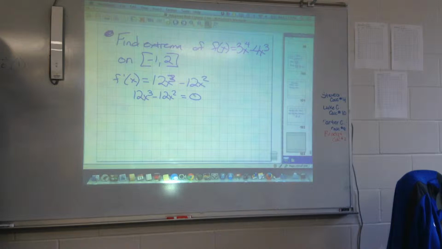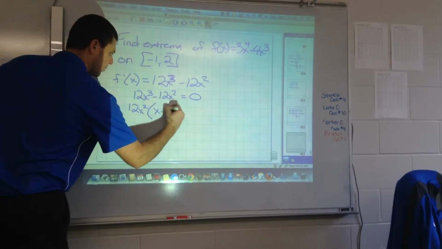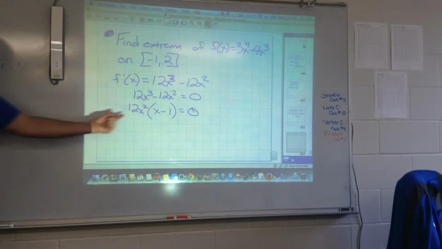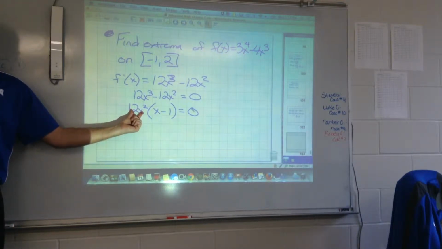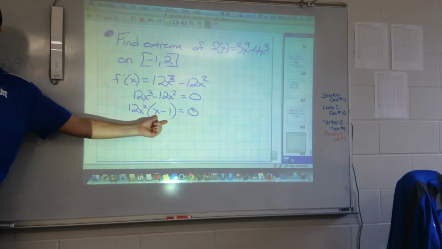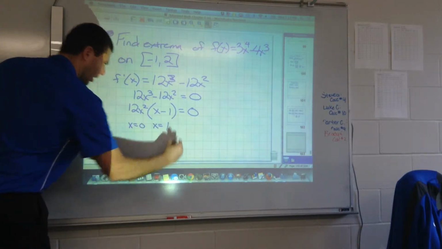Set it equal to 0. What would you do next? Take out a 12x squared, factor out the greatest common factor of 12x squared. You're left with x minus 1. Set both factors equal to 0 and solve. If you set 12x squared equal to 0, you're going to get x equals 0. If you set x minus 1 equal to 0, you're going to get x equals 1. So x equals 0 and x equals 1.